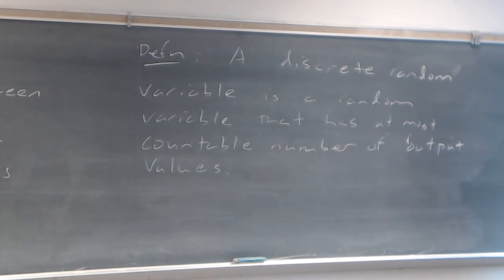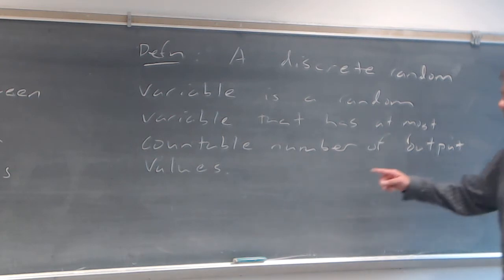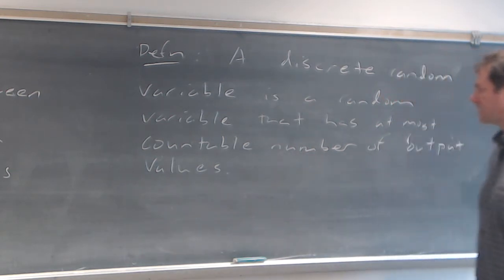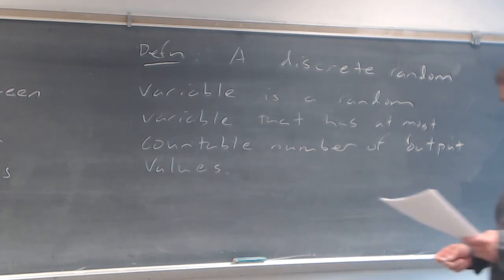And so what I'm going to be meaning by countable is meaning that they have the same number of output values as the set of natural numbers. And so to be at most that could be finite, or if it's infinite, it has the same number of output values as the set of natural numbers. That's what I'm going to mean by it.